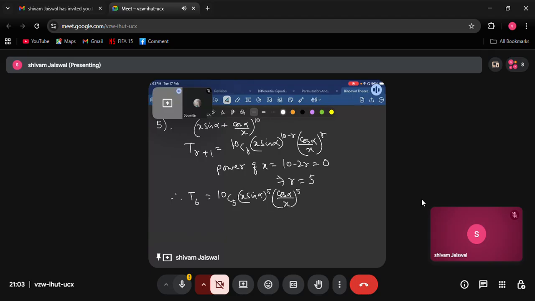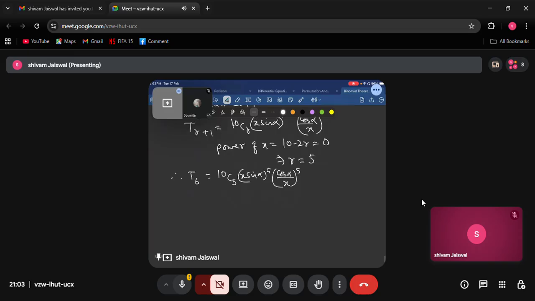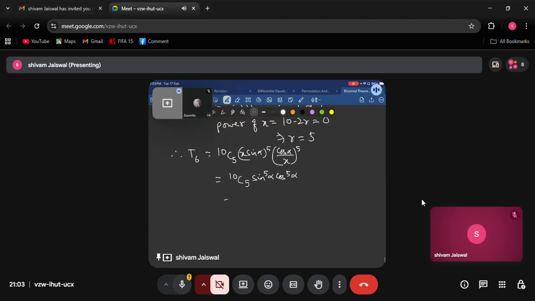If you are having any problem, let me know. Shwamita, Raktim, any problem? No, sir. So what are we getting? 10C5 into sin to the power 5 alpha into cos to the power 5 alpha. You know how to find the greatest value of this trigonometric expression. Sir, is the answer 10C5 by 2 to the power 5? Correct. So can you show how to find this greatest value?